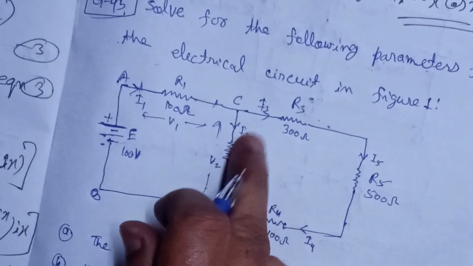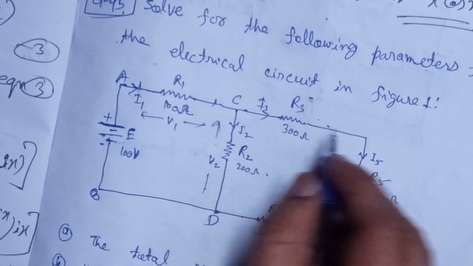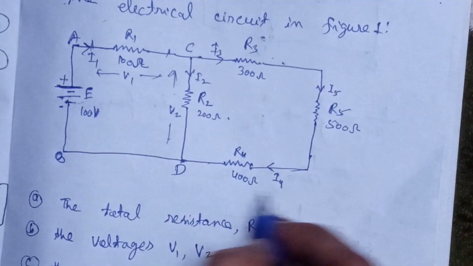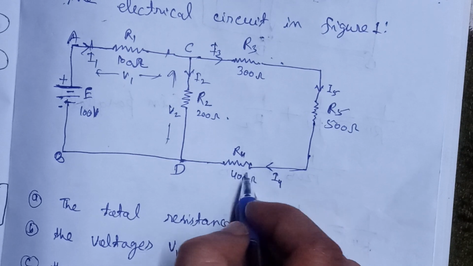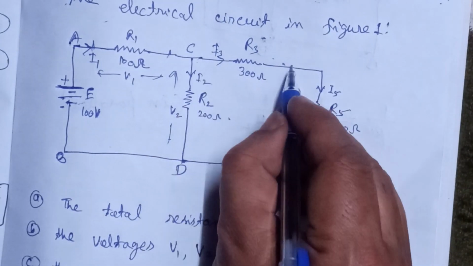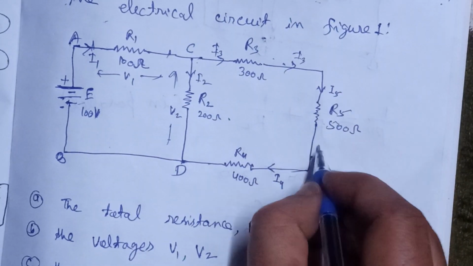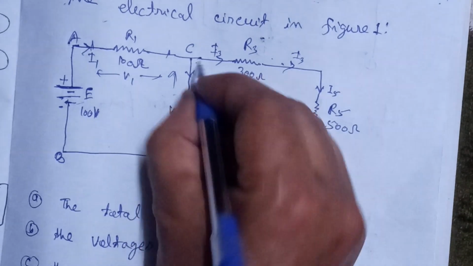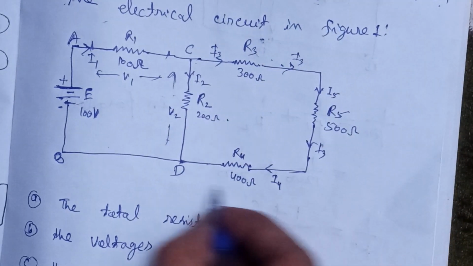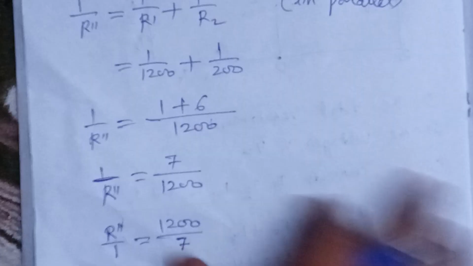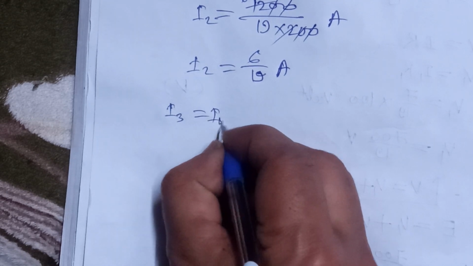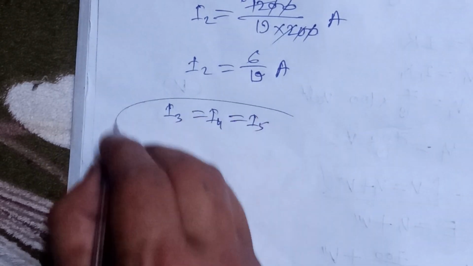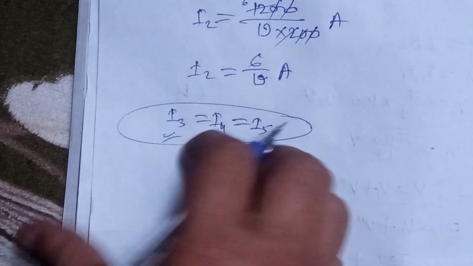So we have to find now the value of I3. We know that in series, the I3 current is equal to the I5 current, which is equal to the I4 current. These are equal currents, I3, I4 and I5. There is one path, so the current is the same. So I3 is equal to I4 is equal to I5, and we have to find only one value, I3.